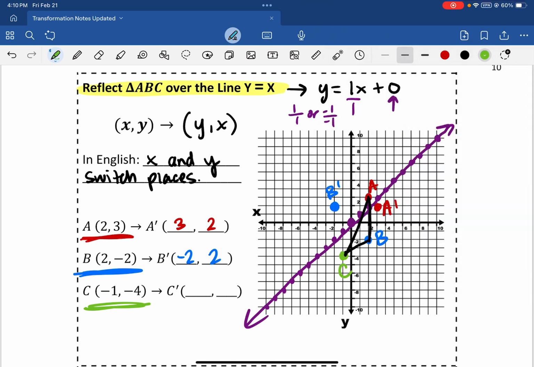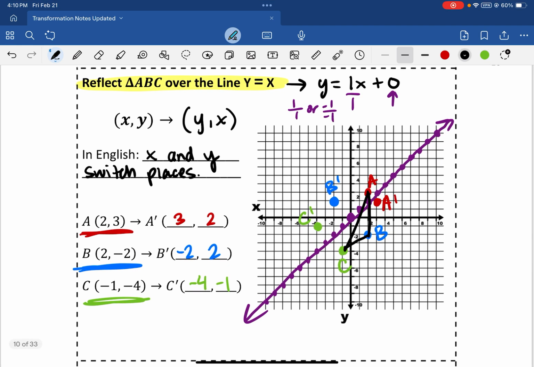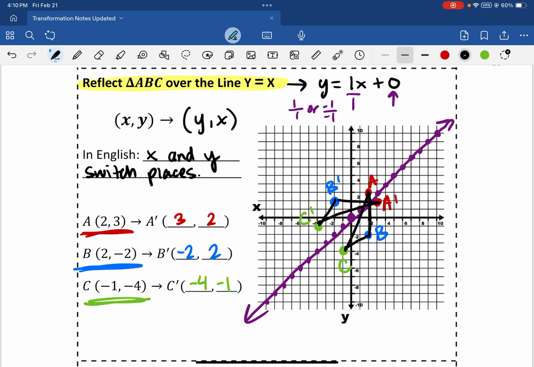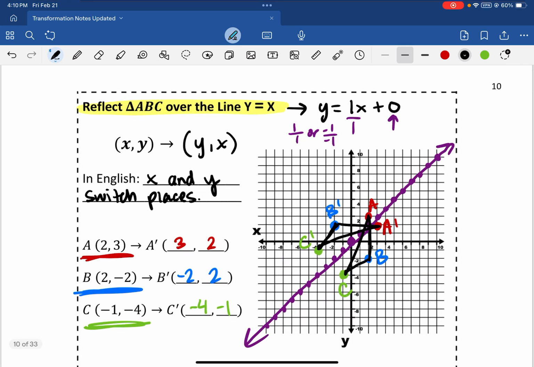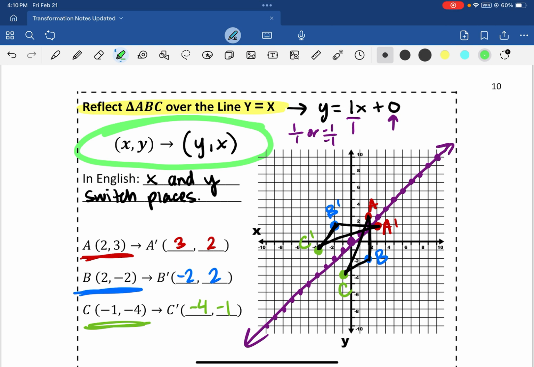Now let's do my C, which is (-1, -4). Swap your x and y. So I have (-4, -1). And I'm going to plot that. I'm going to go to the left 4 and down 1. Put a point, and that is C prime. And now I can connect my points to create my triangle. And we reflected it across the line y = x, or y = 1x + 0. There you have it. Always follow the rules that I've given you right here. You switch your y's and your x. That is the rule for reflecting over the line y = x.